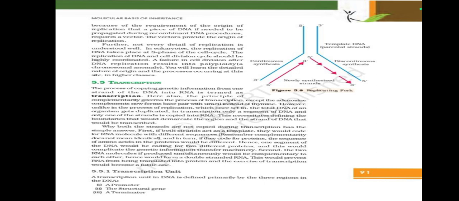Hence the segment of DNA would carry two different sets of genetic information, which is complicated. Secondly, the two RNA molecules, if produced simultaneously, would be complementary to each other, hence would form a double stranded RNA. This would prevent the RNA from being translated into protein, and the exercise of transcription would become a futile one. The transcription unit in the DNA is defined primarily by three regions: first a promoter, second the structural gene, third a terminator.